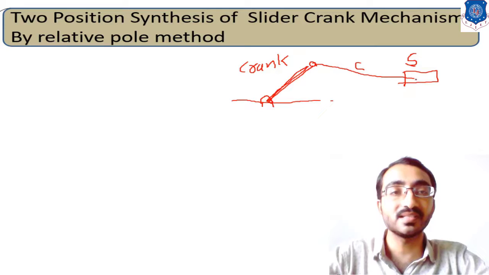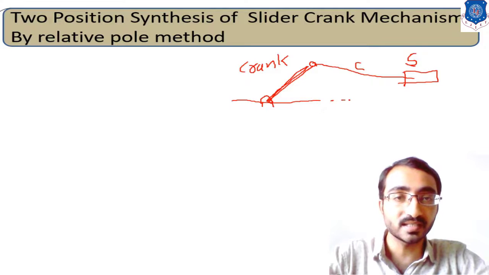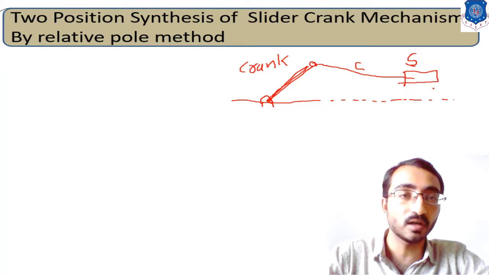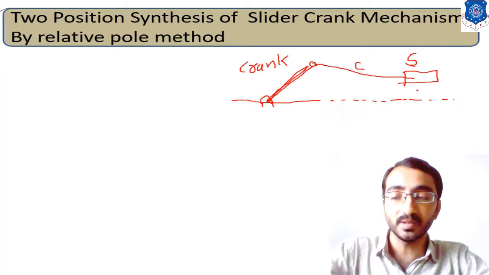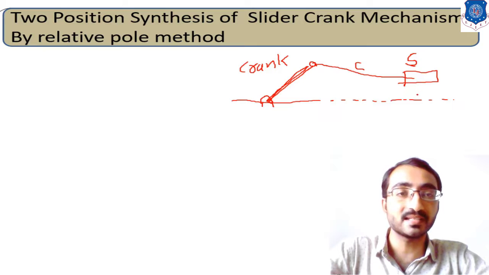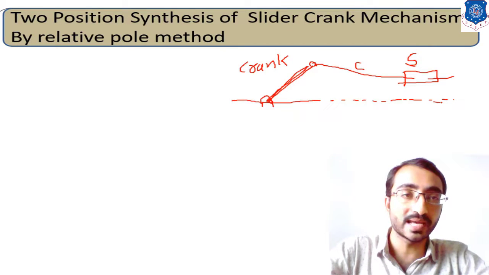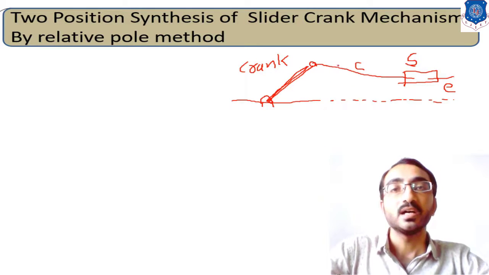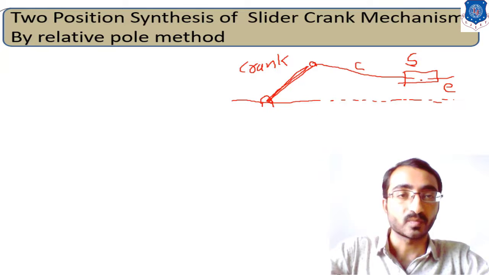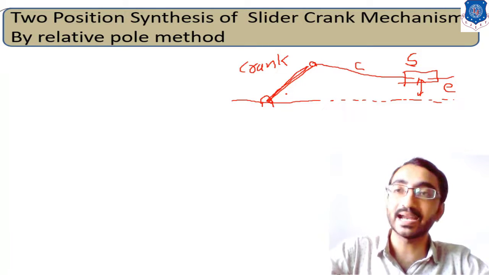Now if this slider is moving in the same line of action as the crank center, then it is a simple or basic arrangement. But if the slider is not passing through the line which passes through the crank center, then this distance is known as the eccentric distance, and this system is known as an eccentric crank and slider mechanism. So over here we will design one eccentric crank and slider mechanism.